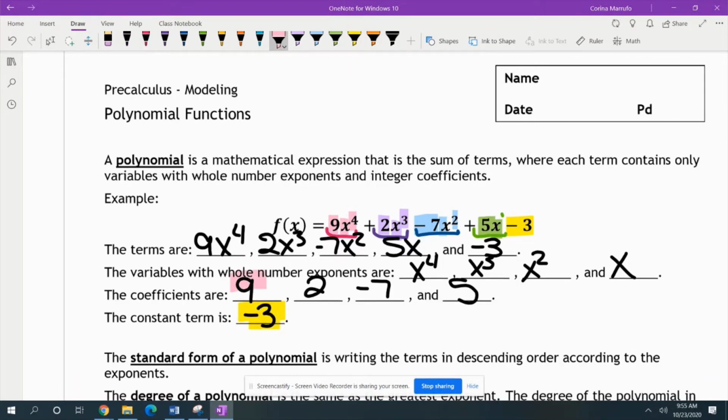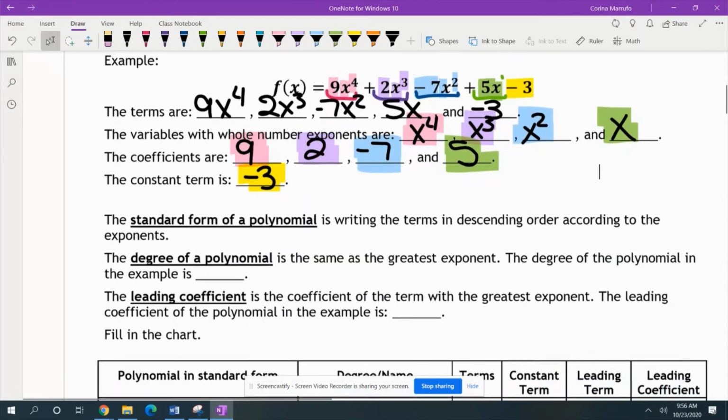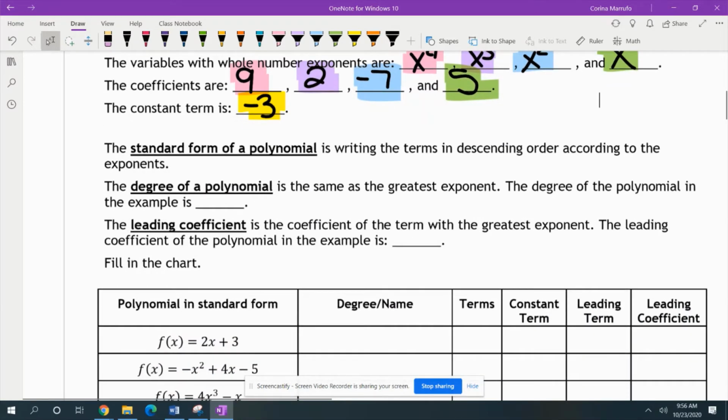Okay, so here we have 9. It's a coefficient of x to the fourth power. We have 2, that's a coefficient of x cubed. We have negative 7, that's a coefficient of x squared. And then we have 5, that is a coefficient of x. So now, the standard form of a polynomial is writing the terms in descending order according to the exponent. So we are going to write in standard form.